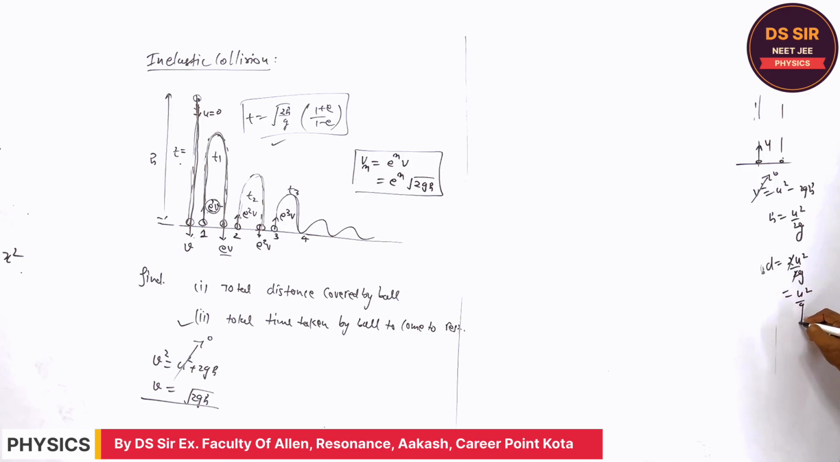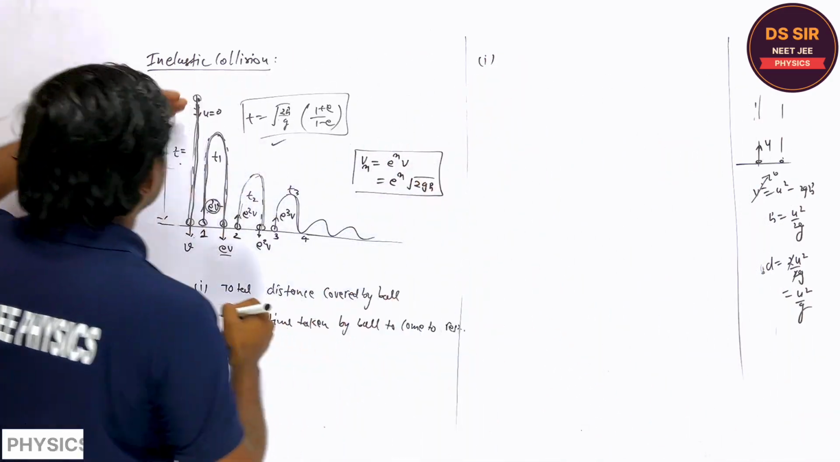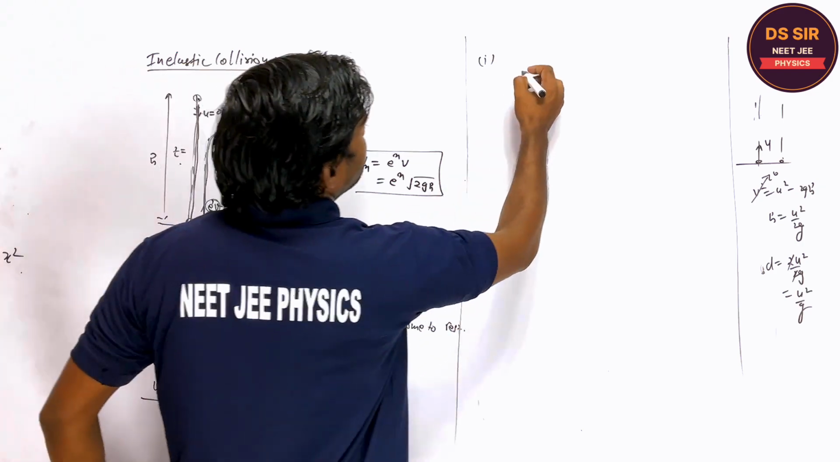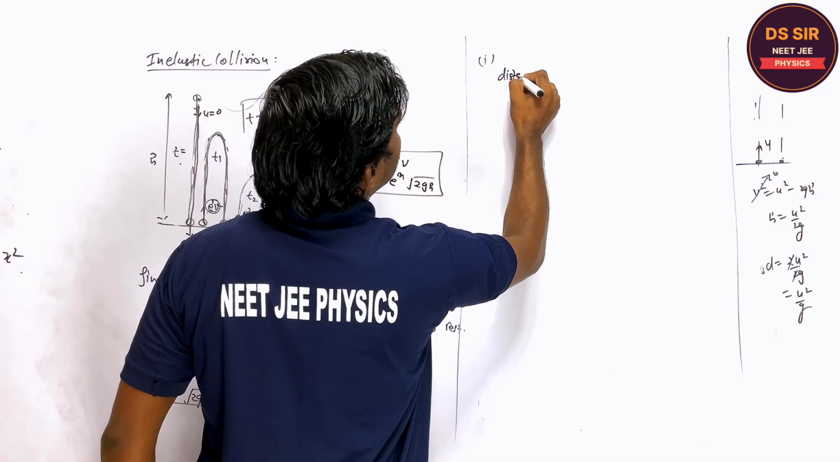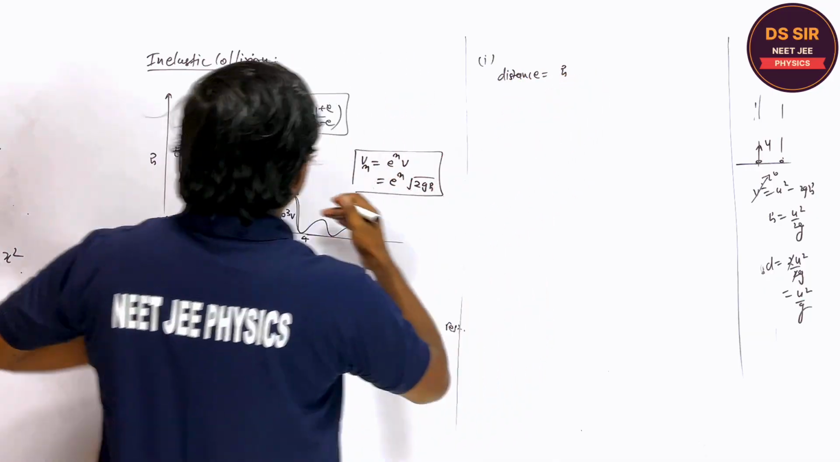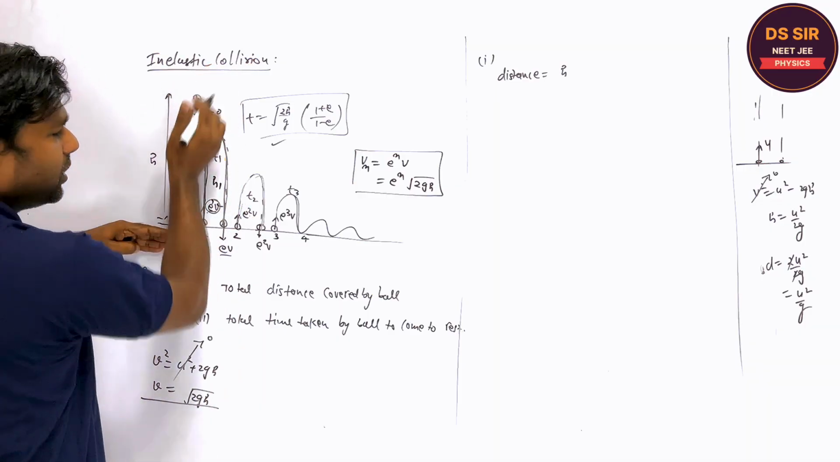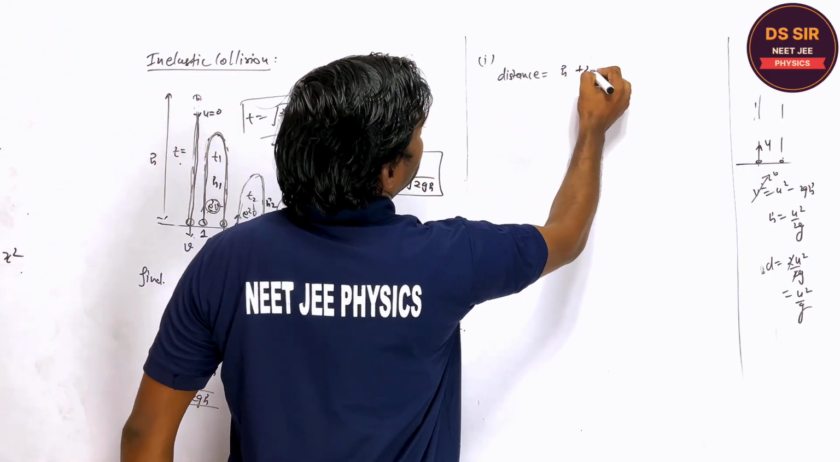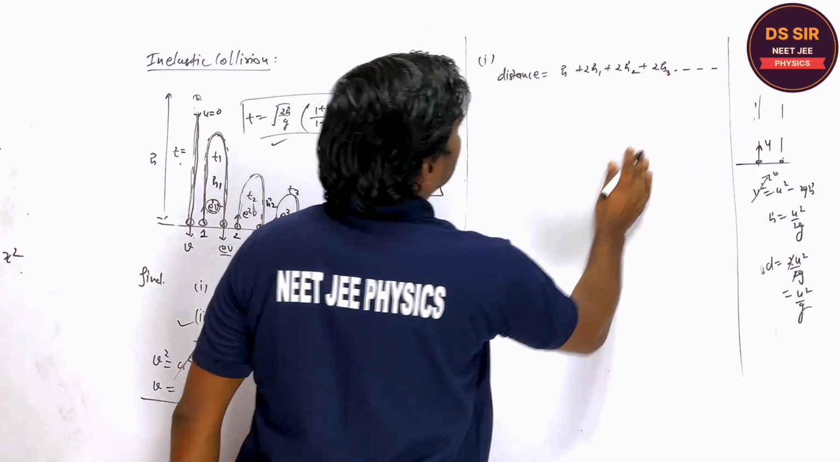This is u square upon g. Is it clear or not, you tell? So in the first part, for the total distance, this is the h given in the question. Plus the total distance covered is h, suppose this is the maximum height h1, this is the maximum height h2, right? So plus 2h1 plus 2h2 plus 2h3 and so on.